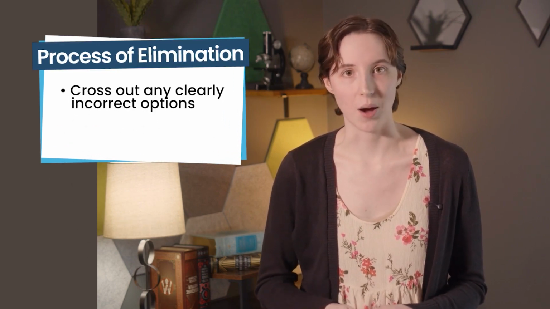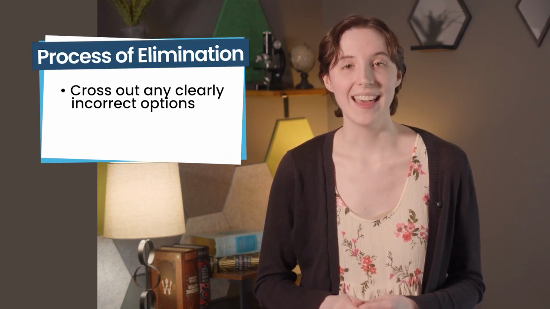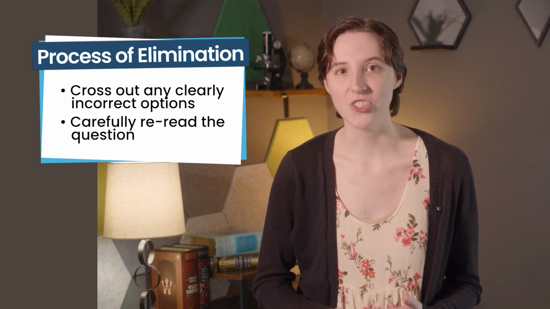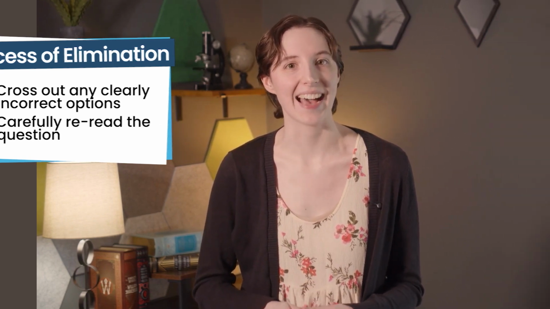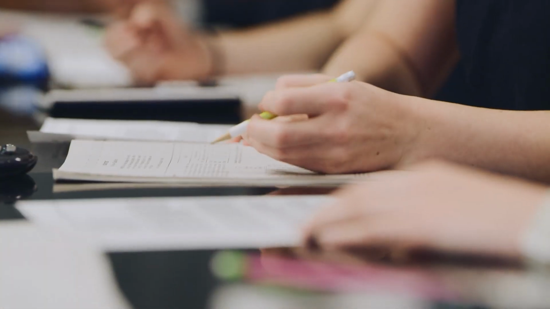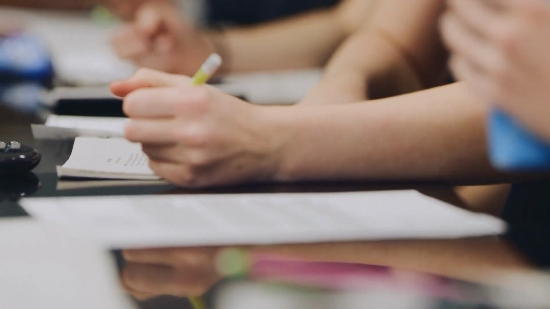Even when you're unsure of the correct answer, using the process of elimination can improve your odds. Cross out any clearly incorrect options to narrow down your choices. Then, carefully reread the question to determine which of the remaining answers most directly addresses what's being asked. It's also important to remember that you're looking for the best answer, not necessarily the perfect one. Some choices may seem plausible, but only one will be fully aligned with the intent of the question.